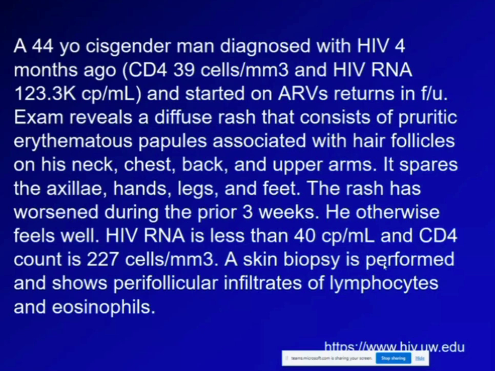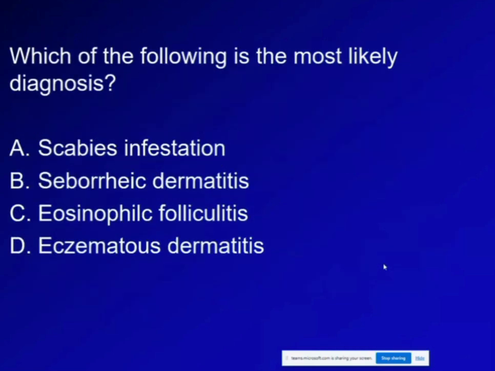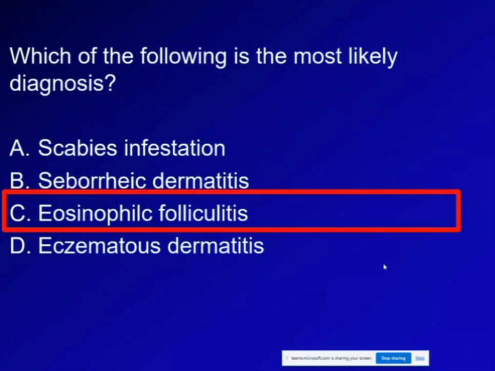He otherwise feels well. His viral load is less than 40 copies and CD4 is 227. Skin biopsies showed perifollicular infiltrates of lymphocytes and eosinophils, and the biopsy should help separate. Yes, it's 100% C. Eosinophilic folliculitis not infrequently will worsen when you start ARVs, and that's what happened for this guy. Within the first weeks to couple of months, you can see a worsening of this immune-mediated phenomenon, and that's what we were seeing for him.